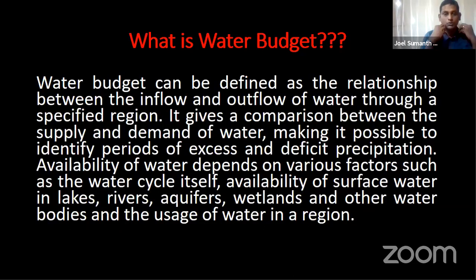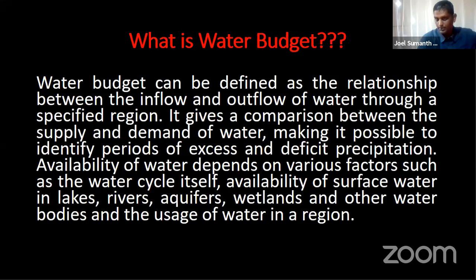So water budget talks about how much water is flowing into a state, into the country, into the city, or into any confined region. What is the amount of water coming in and what is the amount of water going out. It gives a comparison between the supply and demand of water. What is the supply of water? How much water is coming in, and demand is the amount of water being consumed in that region, and how much water is going out, making it possible to identify excess and deficit.